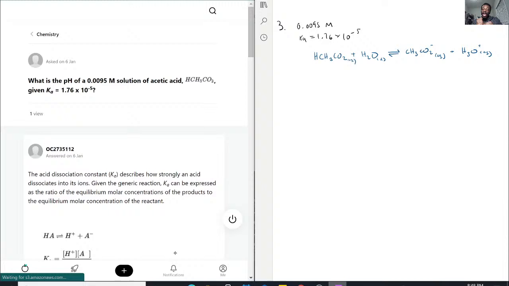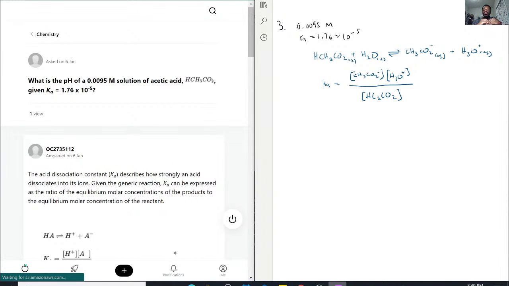The reason why I drew this out is because what we need here is an ice table. And the ice table is needed because it represents this formula. We have that Ka is equal to the concentration of the products, so that would be CH3CO2 minus times H3O plus, over the concentration of the reactants. But the key thing here is that we do not include the solvents. We don't include the liquid, which is water in this case. In this case, that's just going to be HCH3CO2.